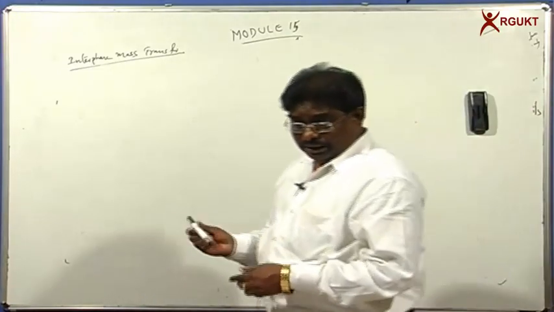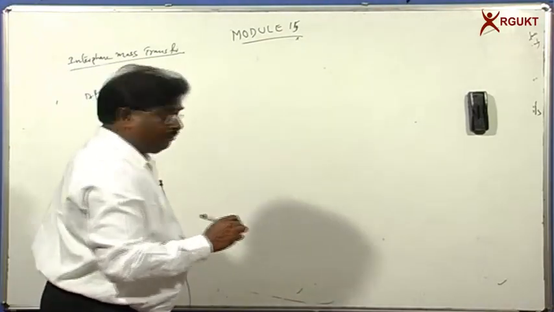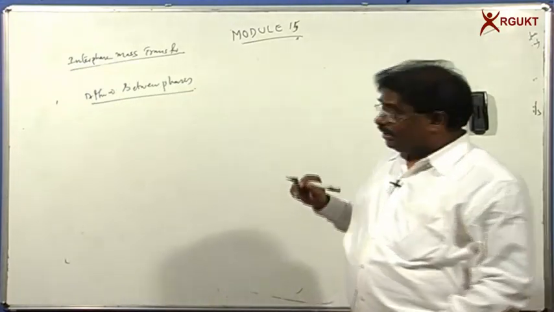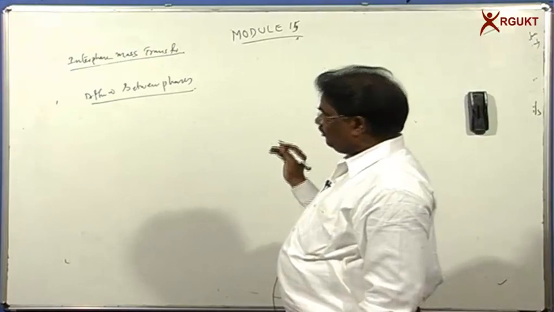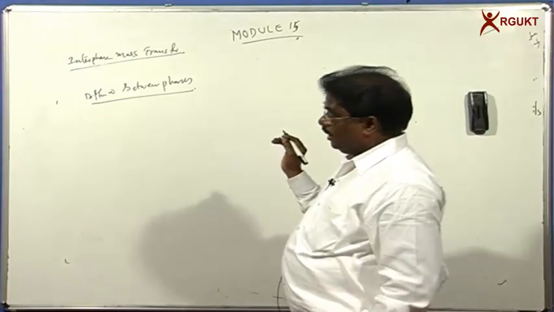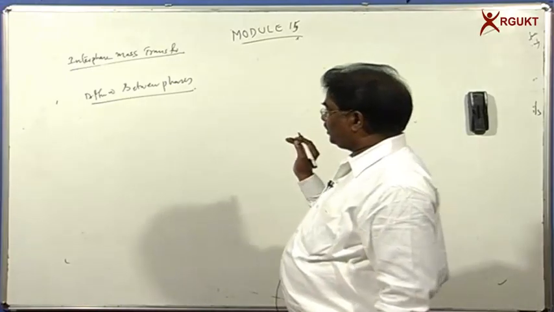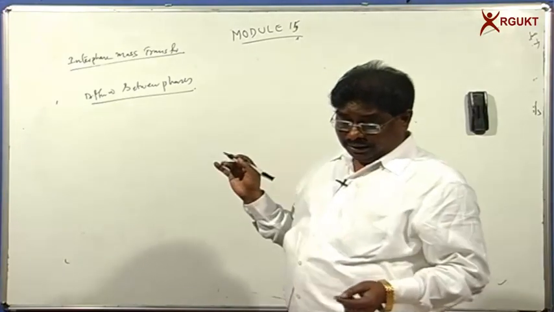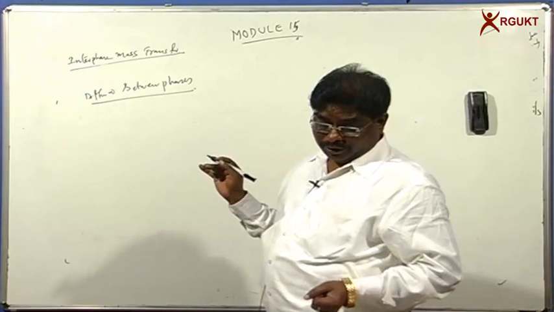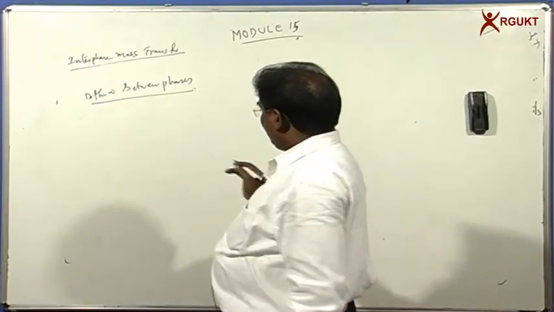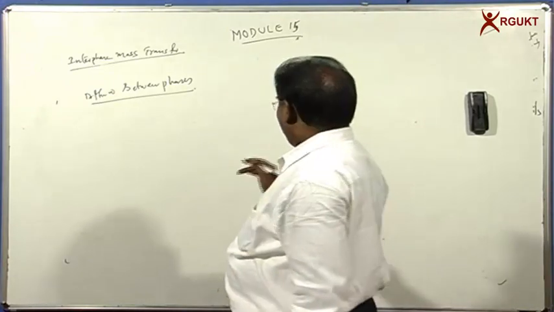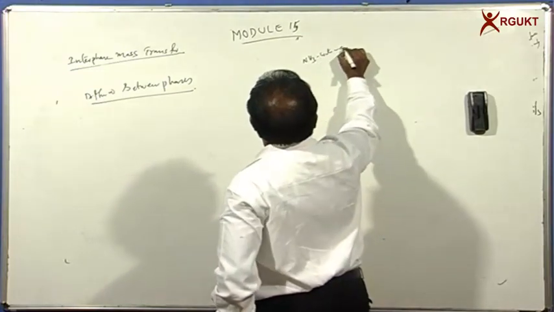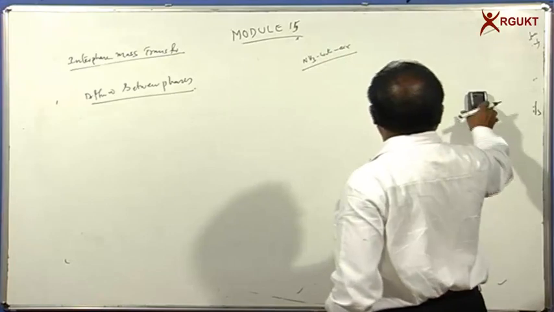Then diffusion between phases. Whenever there is a departure from the equilibrium, there will be a driving force for the diffusion to occur. Then the steady state conditions are going to prevail. So again, we can discuss this diffusion between the phases. We can take the example of the ammonia, water, air system, and see what will happen.